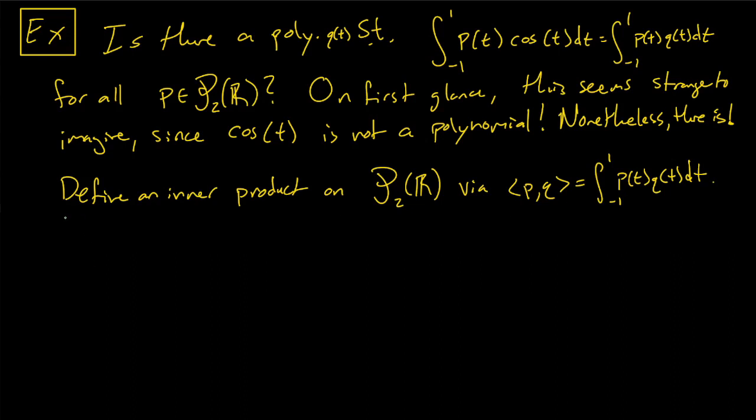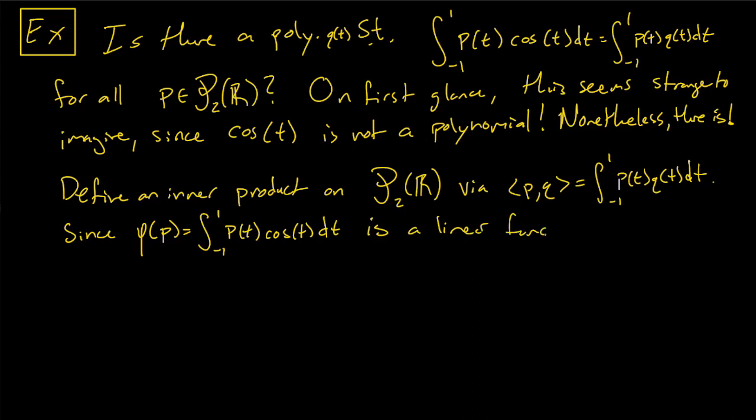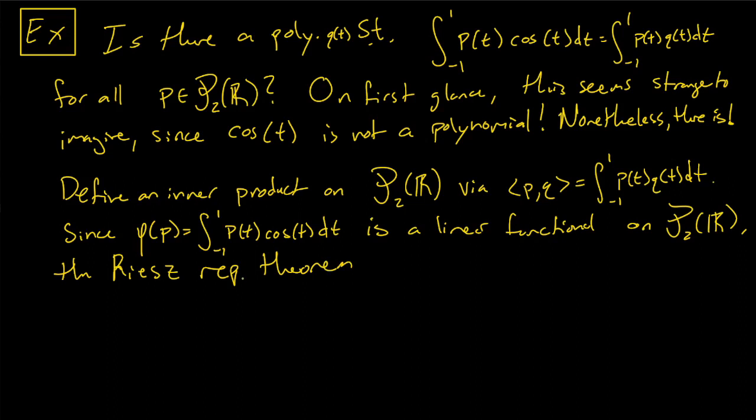Okay, then here's what we'll do. Since phi(p) equal to the integral from -1 to 1 of p(t) cosine of t dt is a linear functional on P2(R), again something that you should check, the Riesz representation theorem says the following.